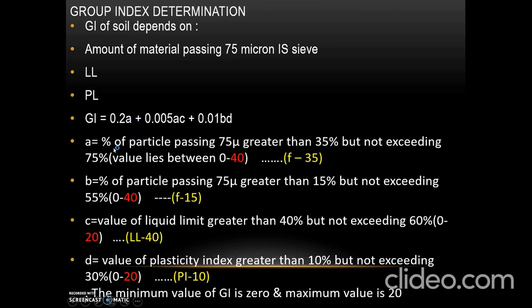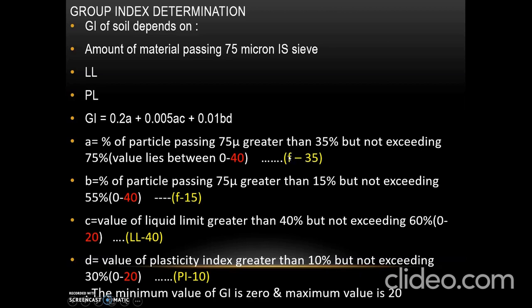A represents the percentage of particles passing 75 micron greater than 35% but not exceeding 75%. That means the value of A is the percentage of particles passing through 75 micron, but its value should be greater than 35%. If it is 34%, then we will have to take A as equal to 0. And if it is greater than 35%, we have to calculate A using the formula F minus 35.